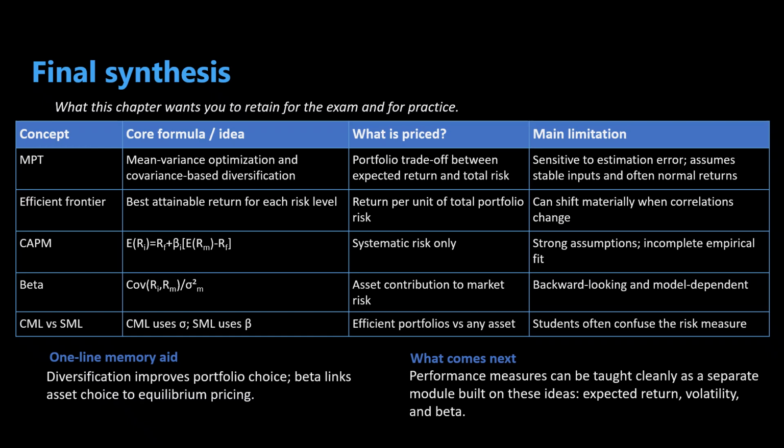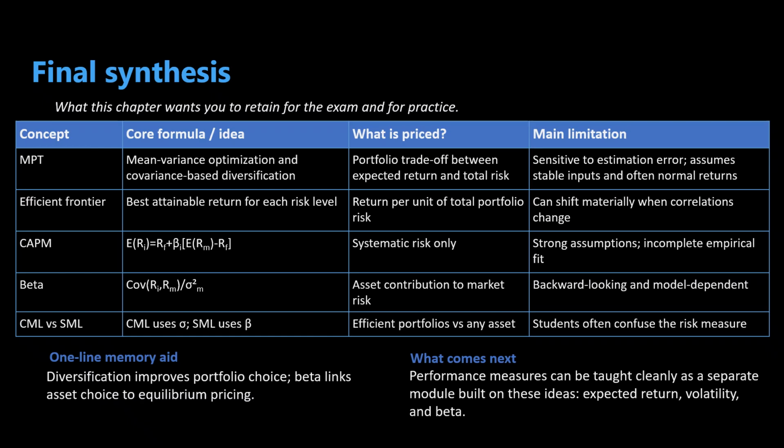Fourth, CML versus SML. The CML uses standard deviation and applies to efficient portfolios. The SML uses beta and applies to any asset or portfolio. This distinction is highly testable in the FRM exam. The risk measure is the key differentiator. One line memory aid to carry with you: diversification improves portfolio choice. Beta links asset choices to equilibrium pricing.